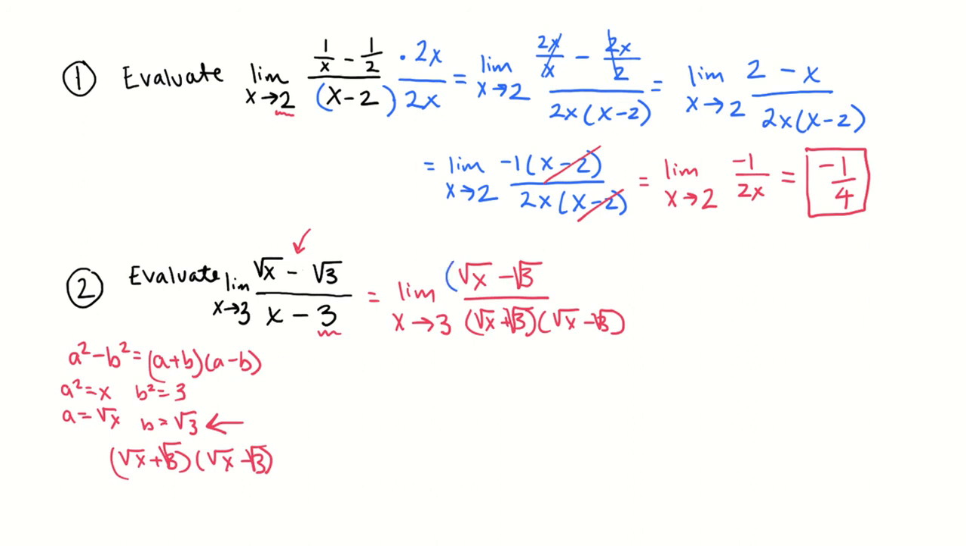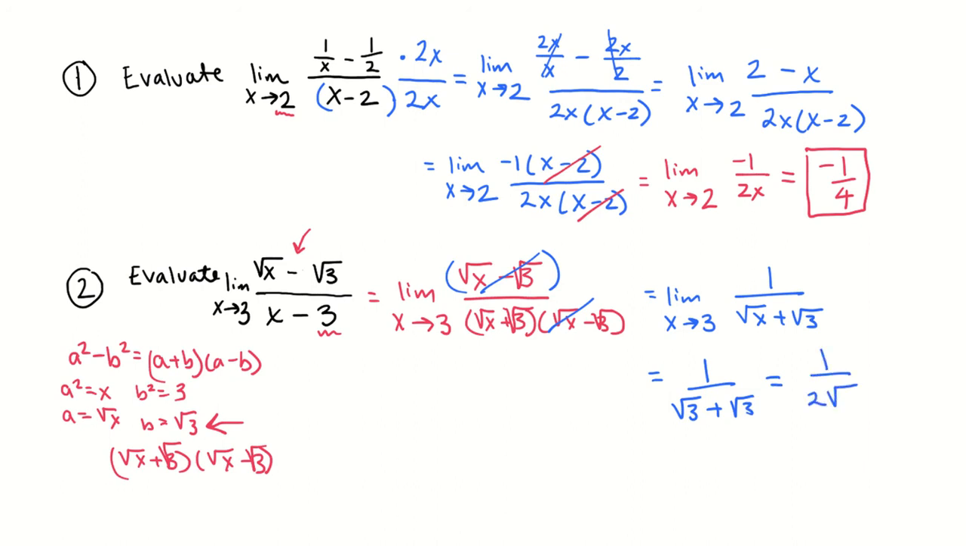And then you can see that we have root x minus root 3 matching here. So we can cancel that and get the limit as x goes to 3 of 1 over root x plus root 3. And now we can plug in x equals 3 and evaluate the limit. That would be 1 over root 3 plus root 3. So adding those two roots together, 1 over 2 root 3.